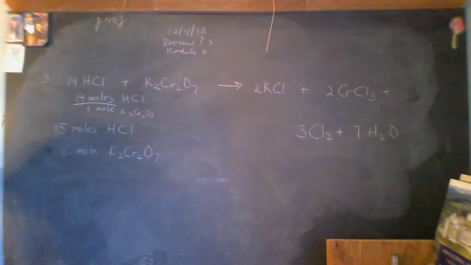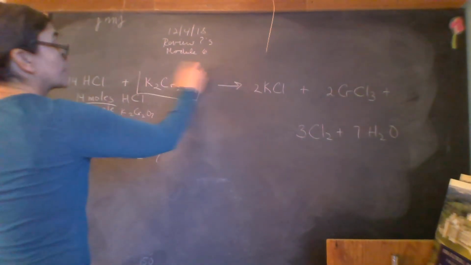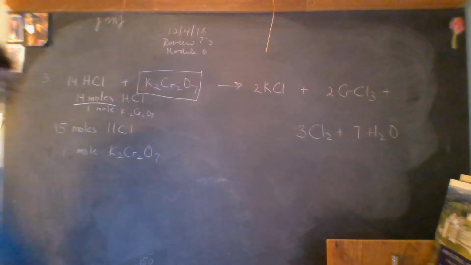So what's the limiting reactant here? K2Cr2O7. That's right, because we're going to have extra HCl. So this is the answer. Okay, ready for number 4?